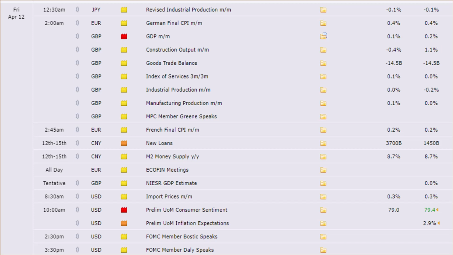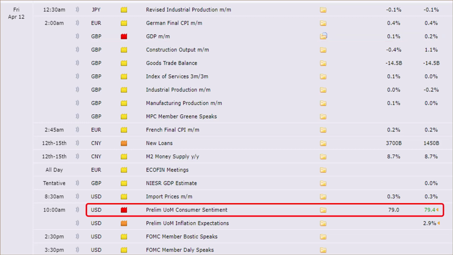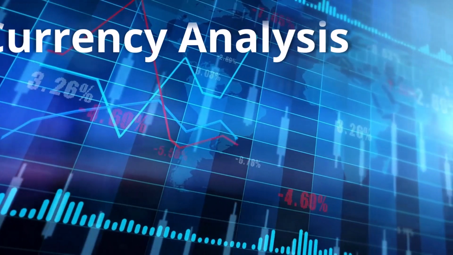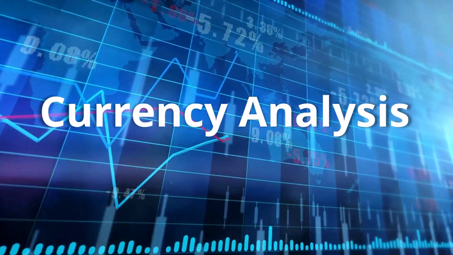What do we got? We got GDP for Great Britain coming out here on Friday. We've got the preliminary University of Michigan consumer sentiment. Those are the only things of note. I don't think we're going to see much change over the last few days without some sort of unexpected event or announcement. So let's get into the markets and just kind of break down what happened in some of these currencies.